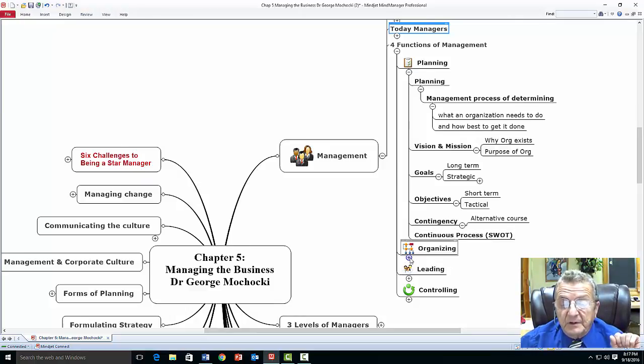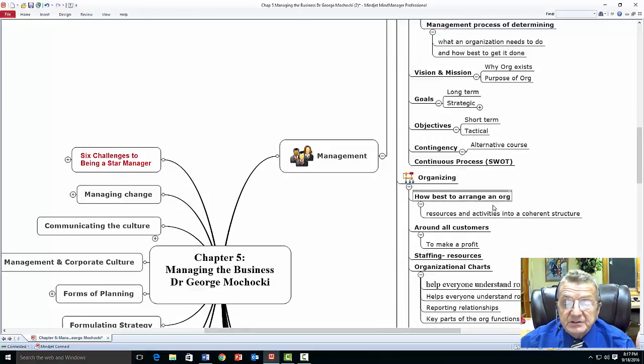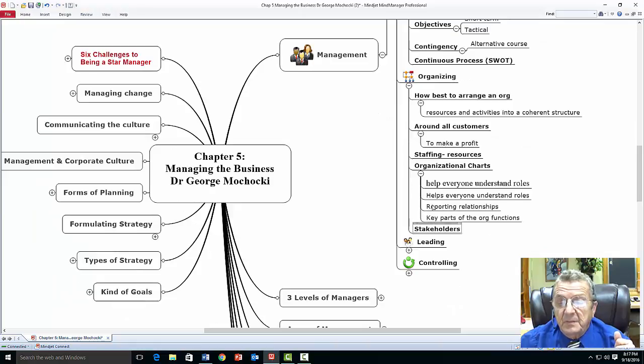The next one is organizing: how to arrange things, not only around the company. Most companies are either arranged around the processes, or a lot of them are focusing more around the customer. You have to understand your customer. You have to meet your customer needs. How do you organize your company or your department to meet the needs? The customers could be internal, or they could be external for the organizations.